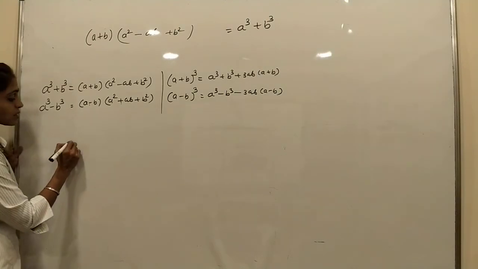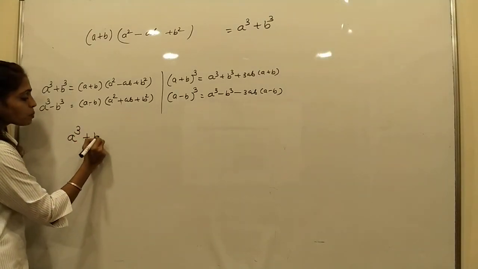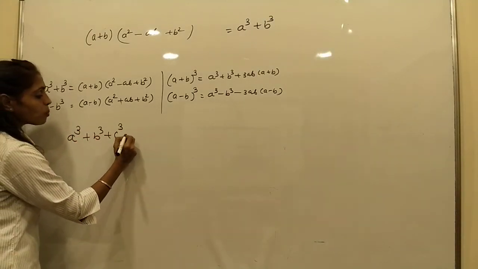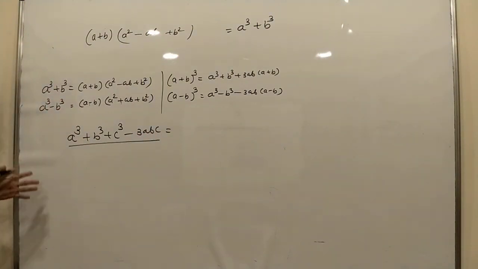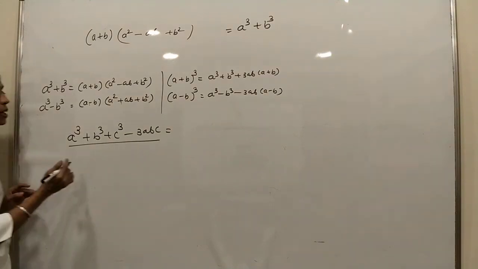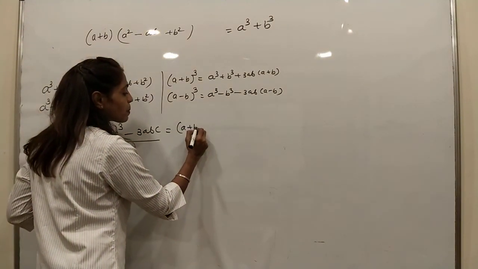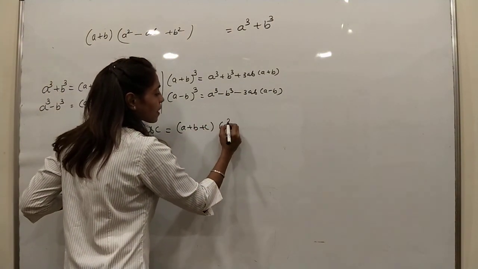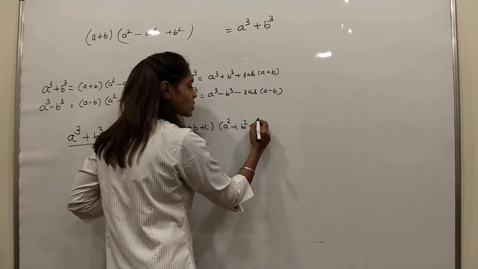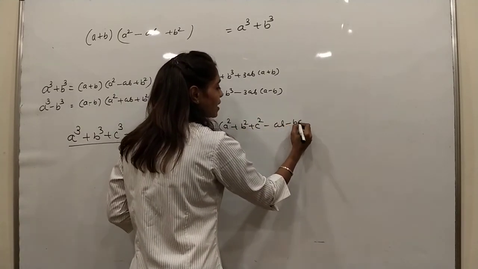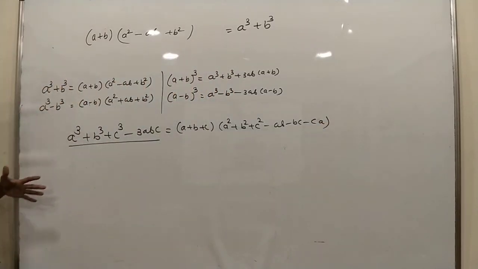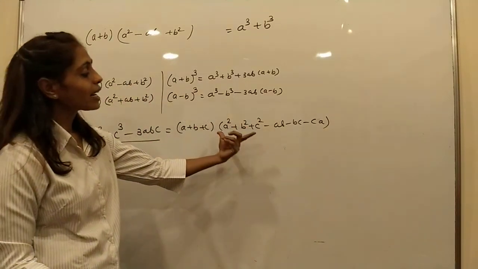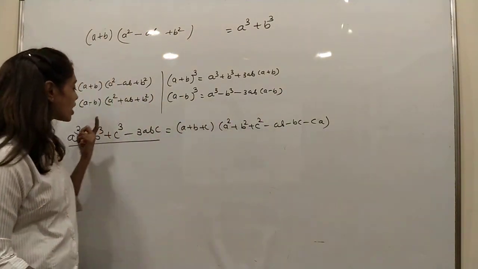What is it? A cube plus b cube plus c cube minus 3abc formula. This is the formula of a cube plus b cube plus c cube minus 3abc is a plus b plus c, a square plus b square plus c square, minus ab minus bc minus ca. This is the formula of a cube plus b cube plus c cube. If this is given, then we can write like this, and if this is given, then we can write this answer.